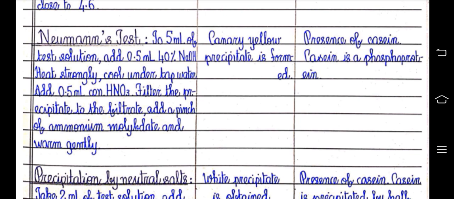Once again, to 5 ml solution, add 0.5 ml of 40% NaOH, heat it strongly, then cool it. After that, add 0.5 ml of concentrated nitric acid, HNO3, filter the precipitate. To the filtrate, add a pinch of ammonium molybdate and warm gently.